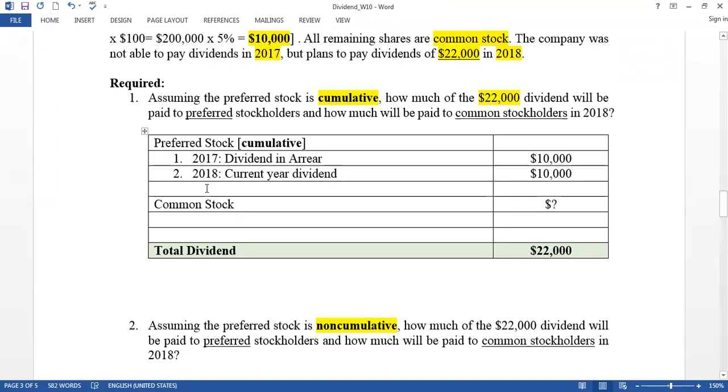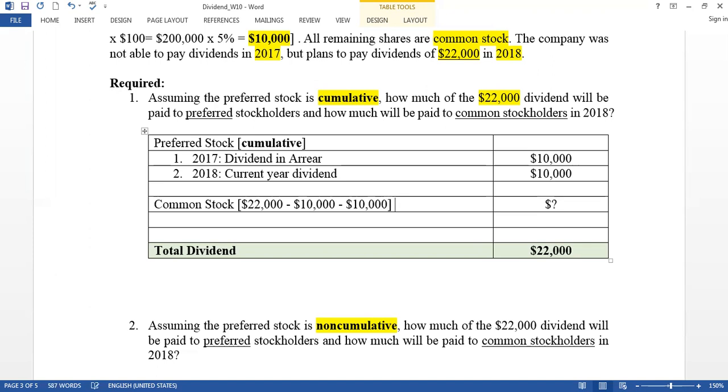These two first: number one, dividend in arrear, then number two is the current year dividend, right? Then the remaining money goes to common shareholders. What is the remaining money? Total is $22,000 minus $10,000 for dividend in arrear minus $10,000 for current year dividends.